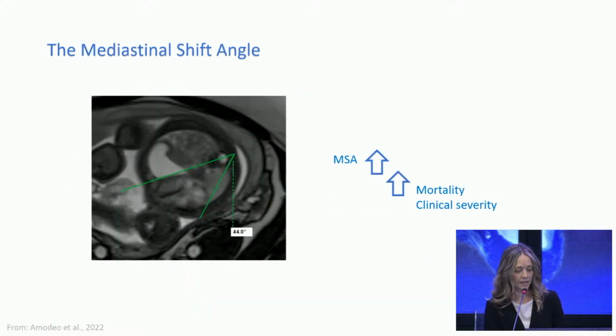But there are many other quantitative and qualitative parameters that can be assessed at fetal MRI. For example, the mediastinal shift angle is a measure of how much the heart and the mediastinum are displaced in the opposite direction of the hernia due to the presence of the abdominal organs. And as the mediastinal shift angle increases, mortality and clinical severity are supposed to be increased as well.